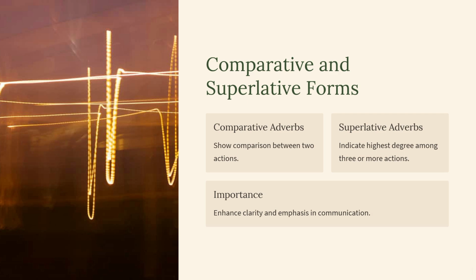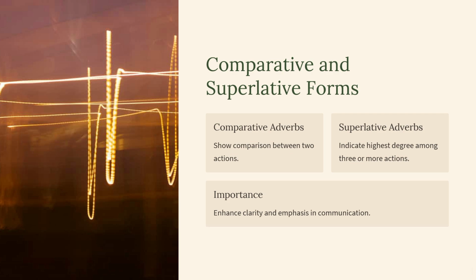So first let's look at comparative adverbs. Now these adverbs allow us to compare two actions or events. So for instance, if we say she runs faster than her brother, we're comparing how quickly each person runs. Another example could be he spoke more accurately than before. Comparatives are formed by adding er to some adverbs like faster or using more for longer adverbs like more accurately.